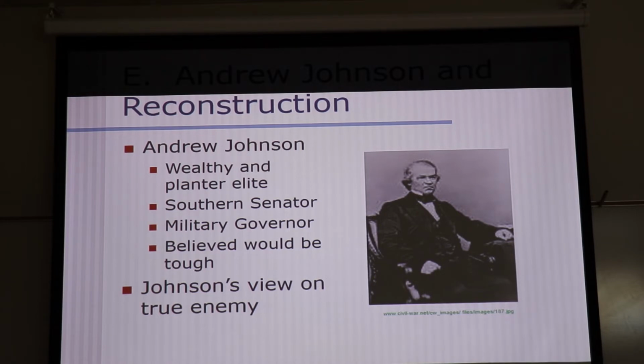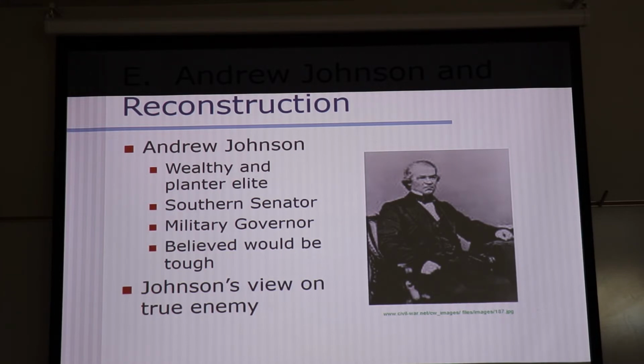So, Andrew Johnson and Reconstruction. This is E, Andrew Johnson and Reconstruction. Andrew Johnson was born to a poor family in Tennessee. He hated the wealthy and planter elite. Those were the ones that he blamed for dragging Tennessee as well as the South into the Confederacy. Because if you remember, 2/3 to 3/4 of white Southerners did not own slaves.